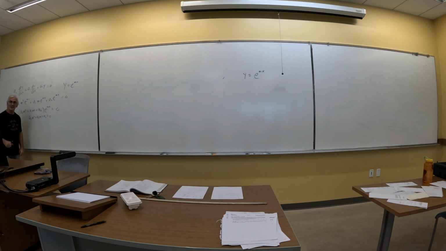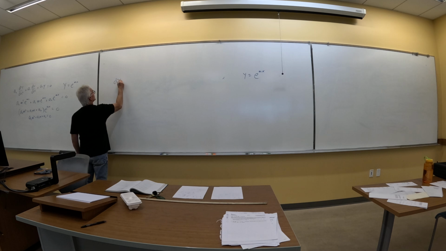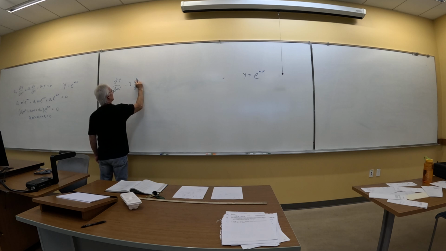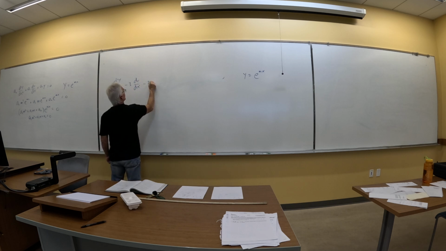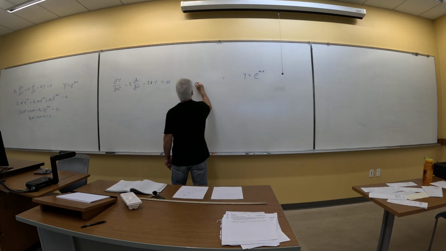It is often the case that you're going to be given a lead coefficient of 1. It doesn't have to be, but that's probably the most common problem. So let's start with one that looks like that. I've got d squared y dx squared minus 3 dy dx, let's say minus 28y equals 0. So I start by saying, let y equal e to the mx.